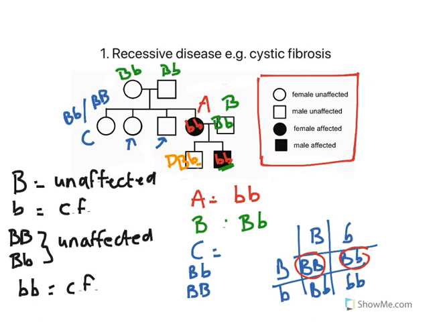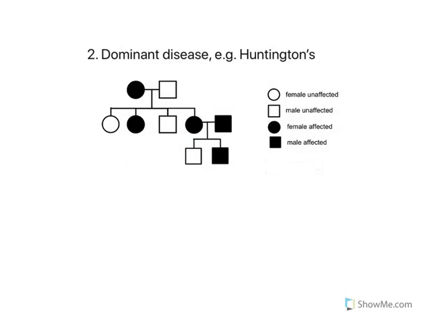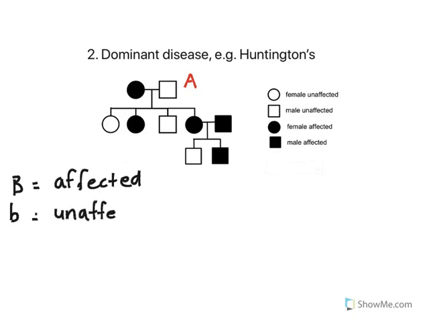So let's now have a look at example 2, where we're dealing with a dominant disease, such as Huntington's disease. So let's try to figure out what person A again is. So same as before, we first write down our genetic notation. So this time, capital B is going to be for affected, aka Huntington's. Lowercase b is going to be unaffected, because unaffected is recessive, and affected or having the disease, Huntington's, is dominant.